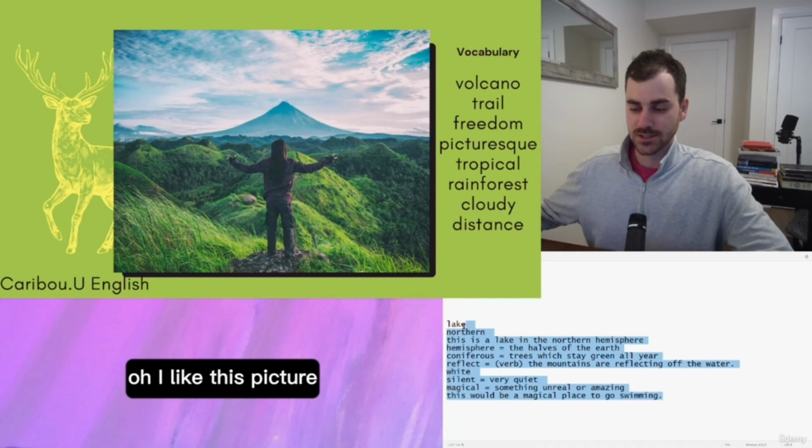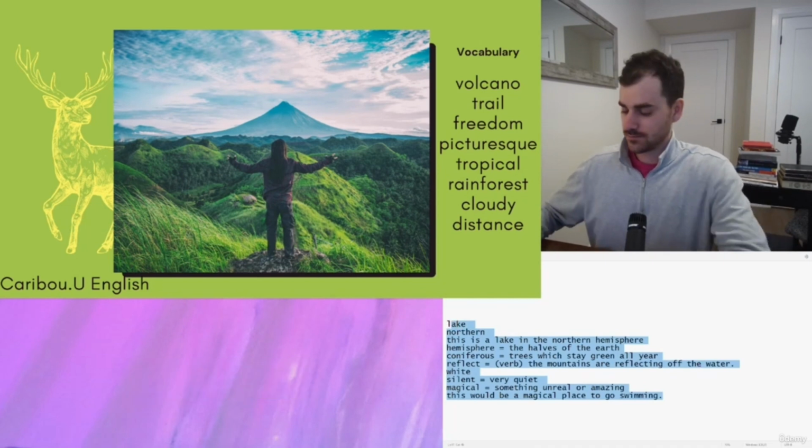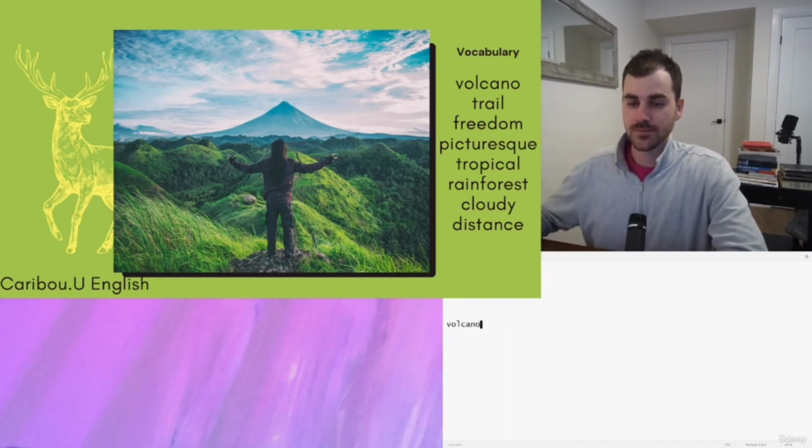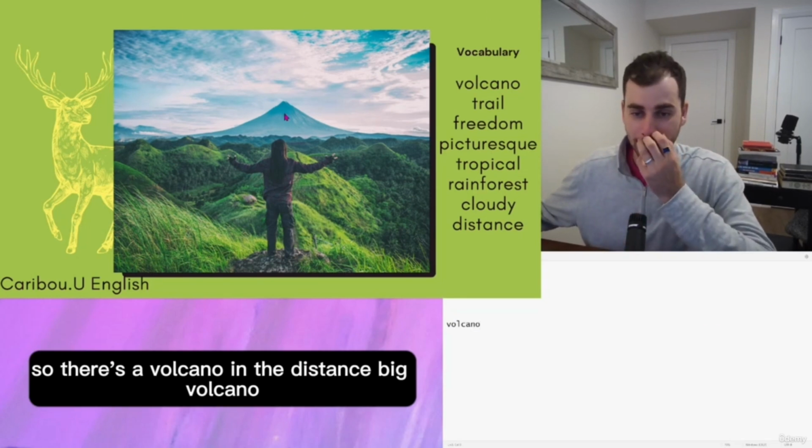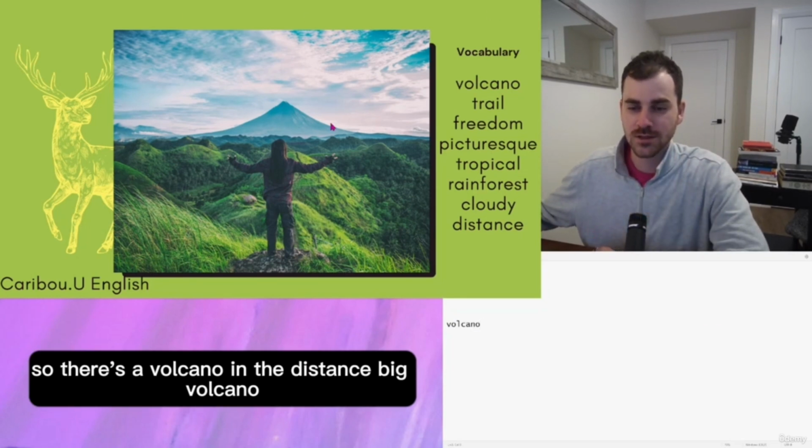Oh, I like this picture. So there's a volcano in the distance. Big volcano.